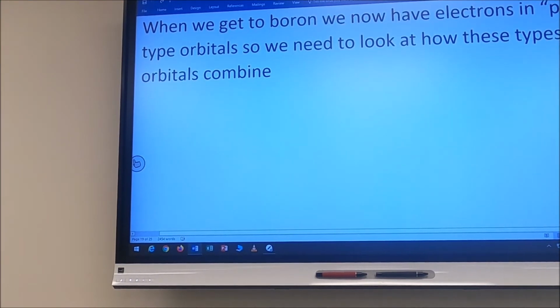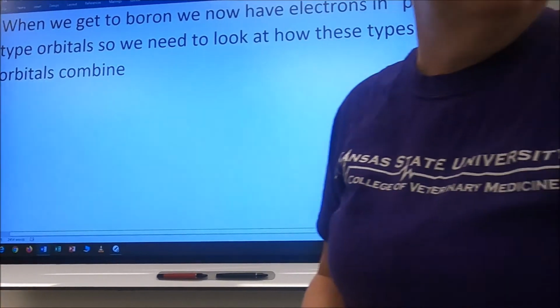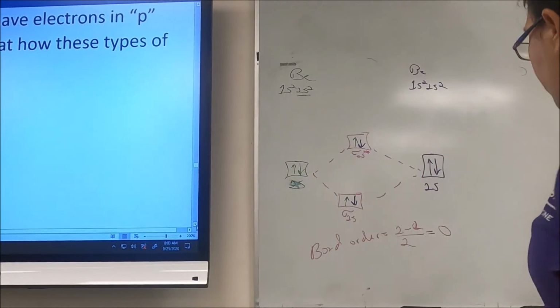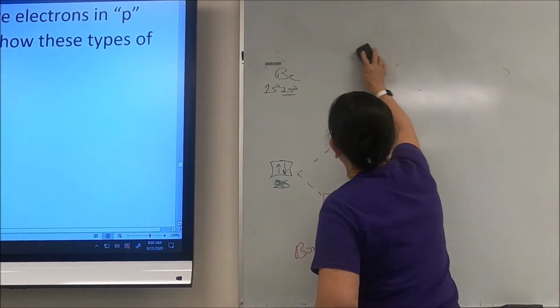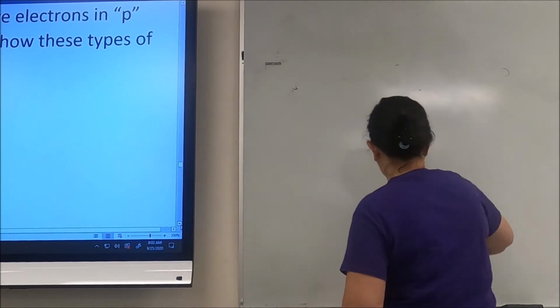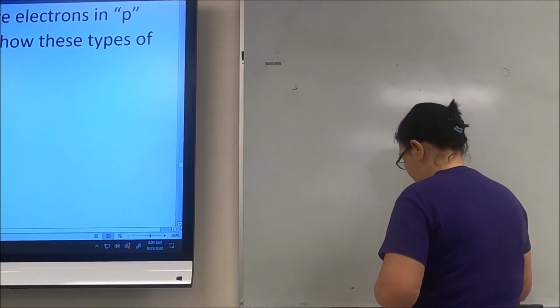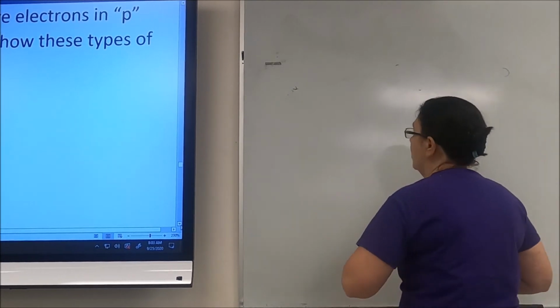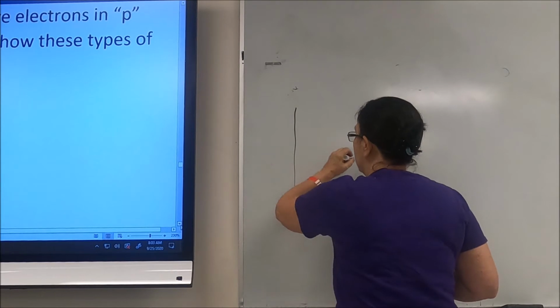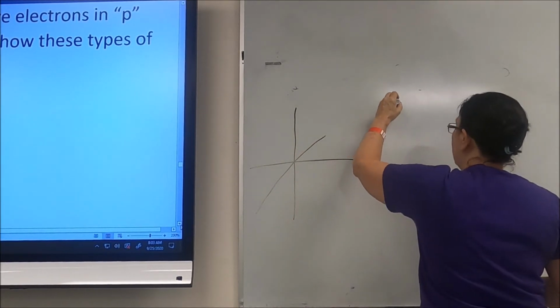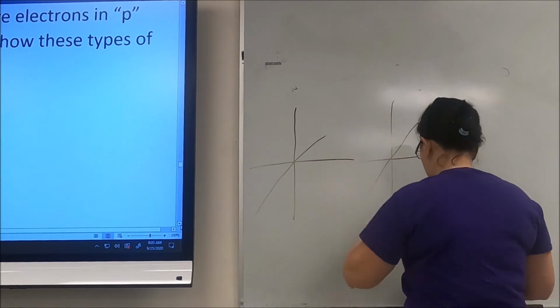If we move on to boron, the next element over, electron configuration 1s2, 2s2, 2p1. We now have p orbitals that we need to look at combining. And let's think about p orbitals here for a second. Again, let me draw. The p orbitals are that dumbbell shape. So let's think about having two atoms sitting side by side.